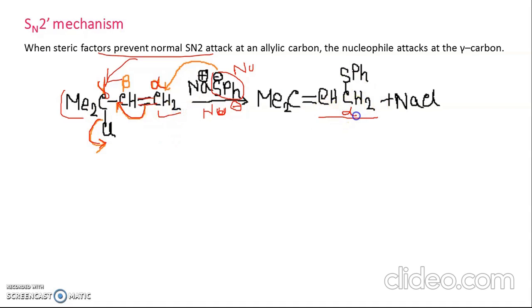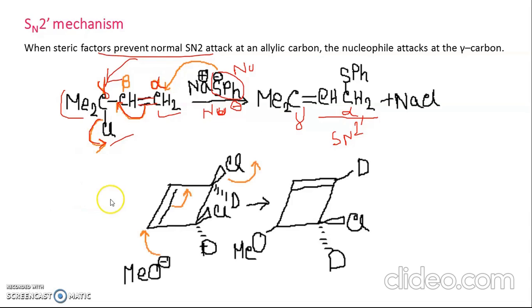So this is our alpha carbon. It is not attached to the gamma carbon, to which the Cl leaving group was originally attached. This is the SN2 prime product, not the SN2 product. If it were the SN2 product, then your SPh should be attached to the gamma carbon only. But your SPh is attached to the alpha carbon. Okay, so this is the SN2 prime product.